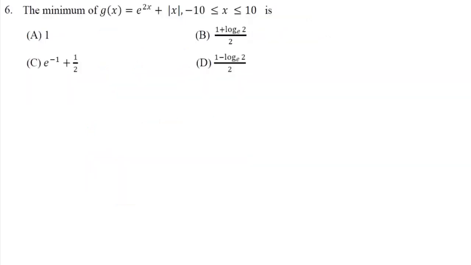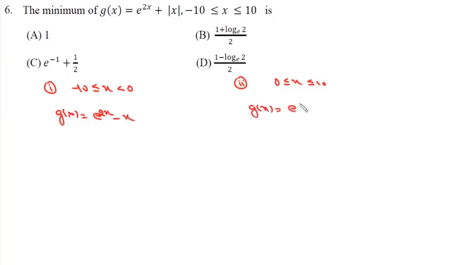Now here the question is: find the minimum of g(x) between minus 10 and plus 10. Now we'll take two cases. Case 1, when x lies between minus 10 and 0, and the second case when x lies between 0 and 10. Now in this case g(x) will be e to the power 2x minus x, and here it will be g(x) equals e to the power 2x plus x.